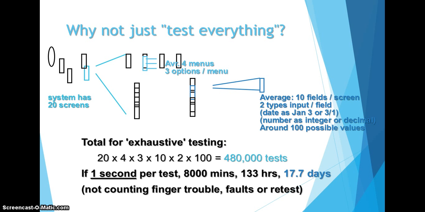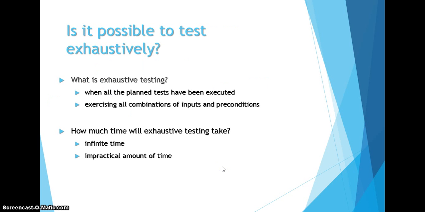So if you want to test everything, we will have to test 20 screens multiplied by 4 menus and 3 options per menu, 10 fields per screen, 2 types of input and 100 combinations, which means 480,000 tests, which converts to about 17.7 days if you say 1 second per test. This is not including the faults which we find or the retesting required. Obviously we don't have such a huge amount of time to keep testing, so it's not possible to test everything.